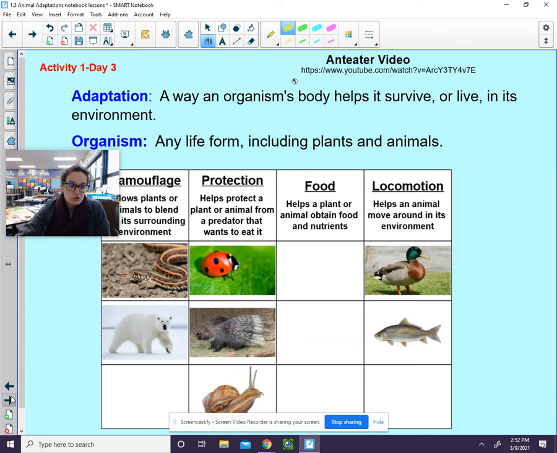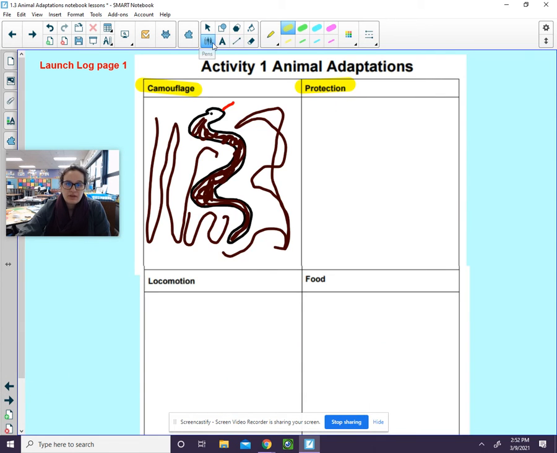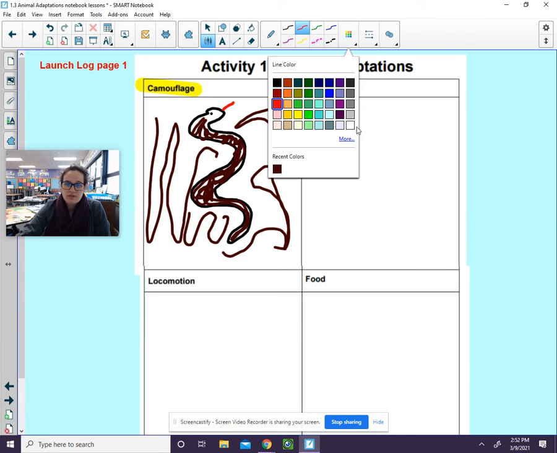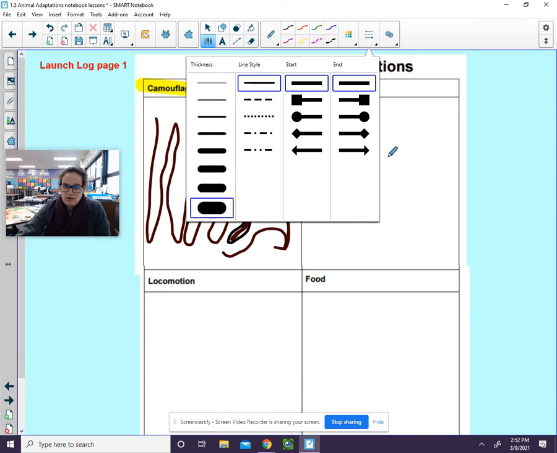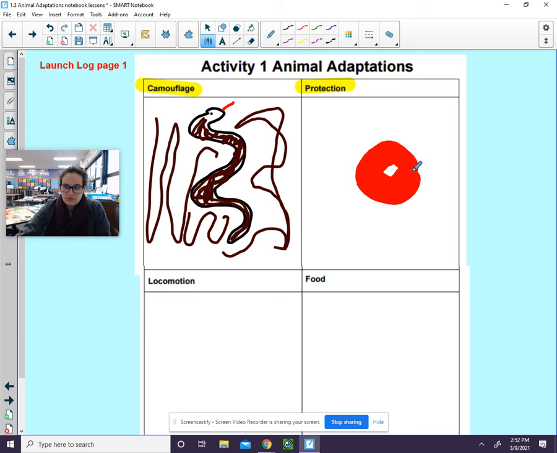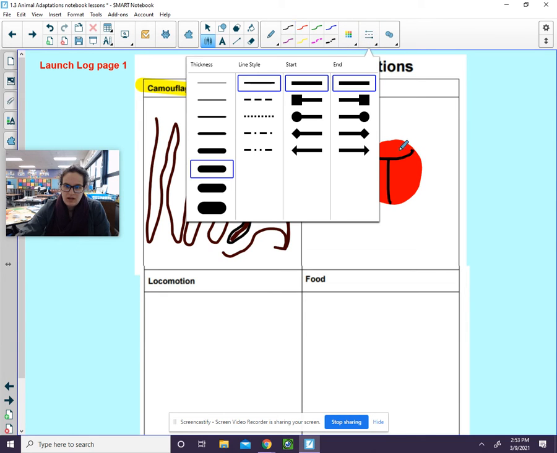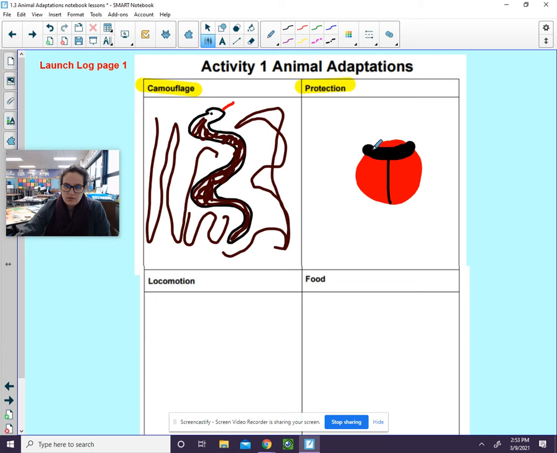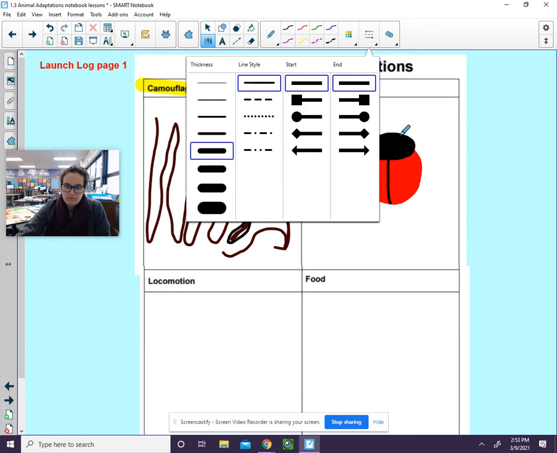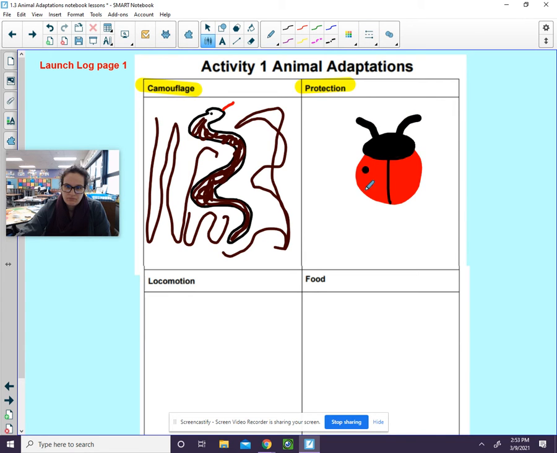So let's pick one of those to draw. I'm going to draw the ladybug. Now you can pick a different one to draw. You do not have to draw the same one as me. So here's my ladybug. And I picked the ladybug because remember, it warns other animals because it's such a bright color. A couple spots on the ladybug.